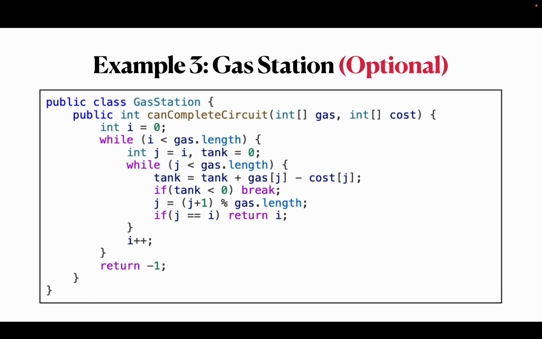Now, if j equals i, that means we are back at the origin, so this starting point i could be our solution and we can just return it. Otherwise, if we traverse the whole gas array and cannot find any possible starting point, we can simply return -1. Since this solution takes O(n²) time complexity, it's not that efficient.